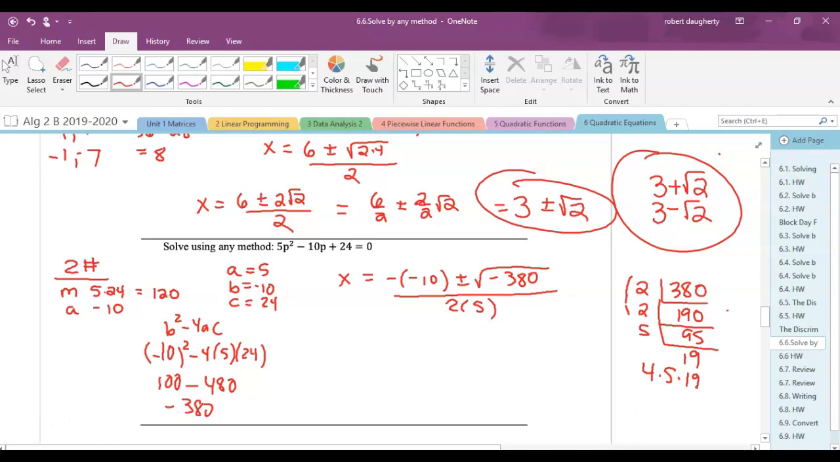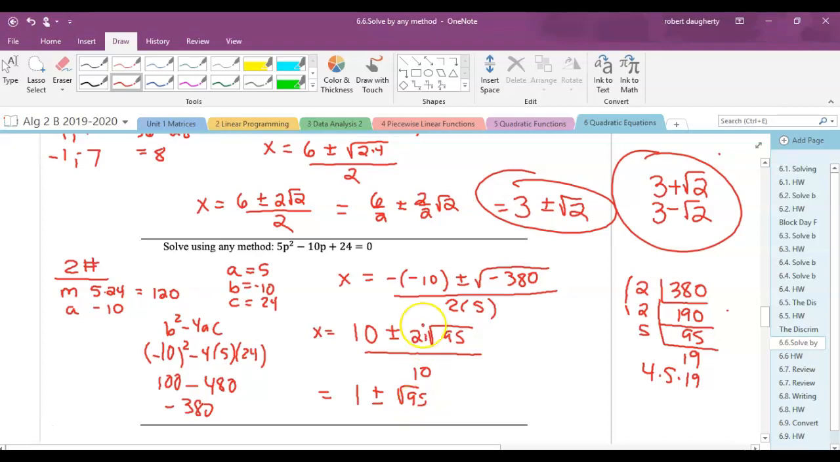Okay, right? So how do I take the square root? So this is going to be x equals negative of negative 10, so it's going to be positive 10, plus or minus 2, and then 5 times 19 is what? 95. All of that over 10. So this is 1 plus or minus the square root of 95. Oh, it's an i, sorry.